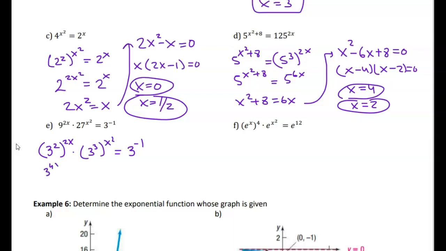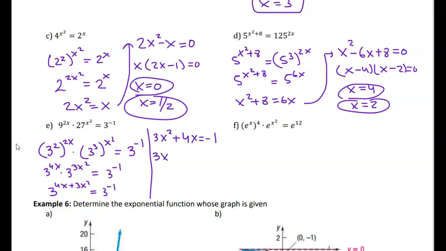So this is 3 to the 4x times 3 to the 3x squared equals 3 to the negative 1. Combine these into one base, so the exponents add. So 3 to the (4x plus 3x squared) equals 3 to the negative 1. Now we can get rid of the bases. When you have one base to an exponent equals another of the same base to an exponent, that's when they cancel out. So we have 3x squared plus 4x equals negative 1. 3x squared plus 4x plus 1 equals 0. Factors: (3x plus 1)(x plus 1). So x equals negative 1/3 and x equals negative 1. All right, those two solutions.